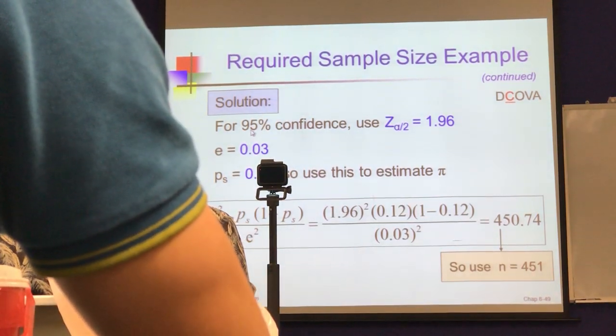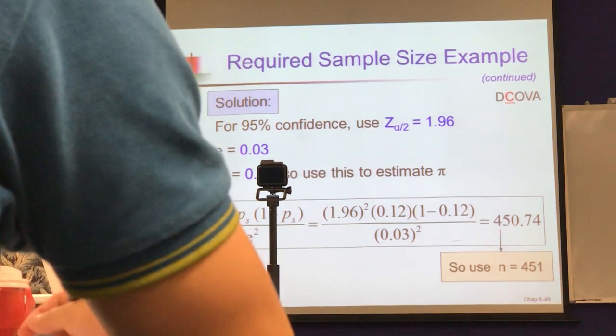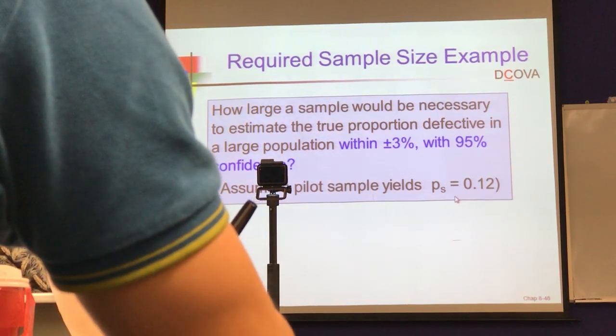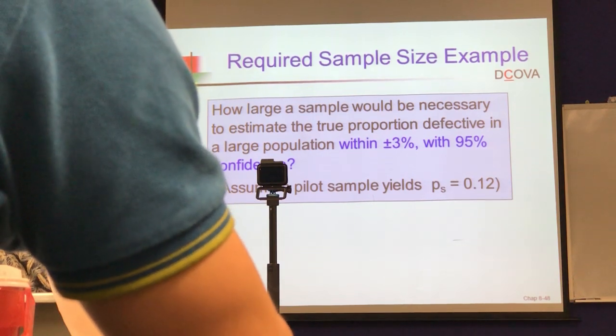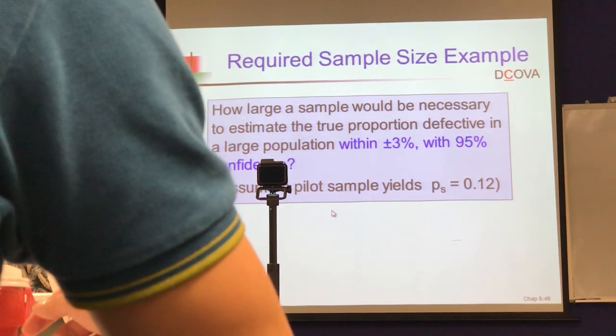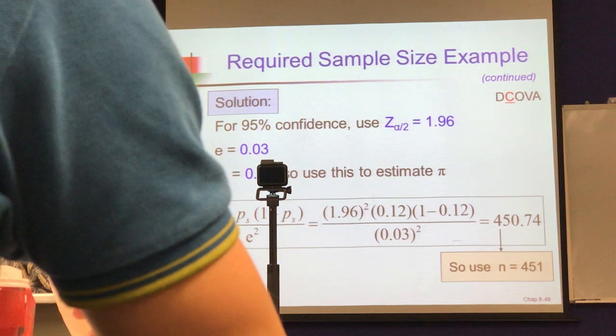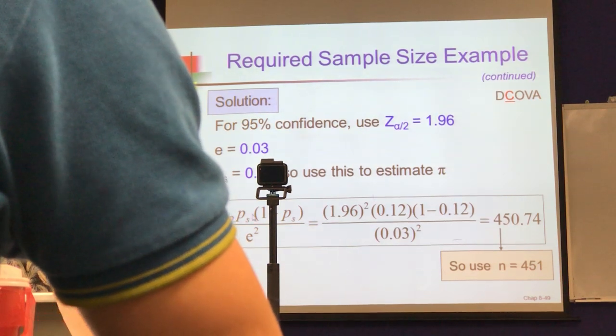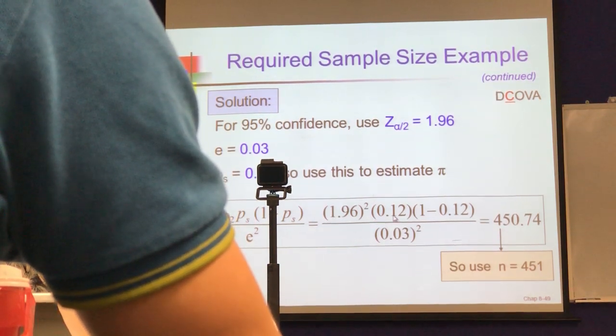So this is 95%, so 1.96. What is PS? PS is given as 12%. Sometimes we don't know what the sample proportion is. We take only 20 or 30 samples and we check within that 20, 30 samples what the proportion is. So we do a sample test sometimes. Very often we do that in a research company, in a research project. We get a sample proportion. From the sample proportion, we can determine what the sample size should be. So the sample proportion is 0.12.